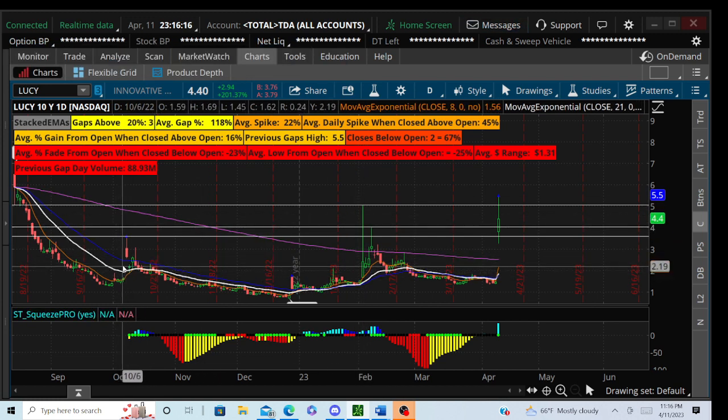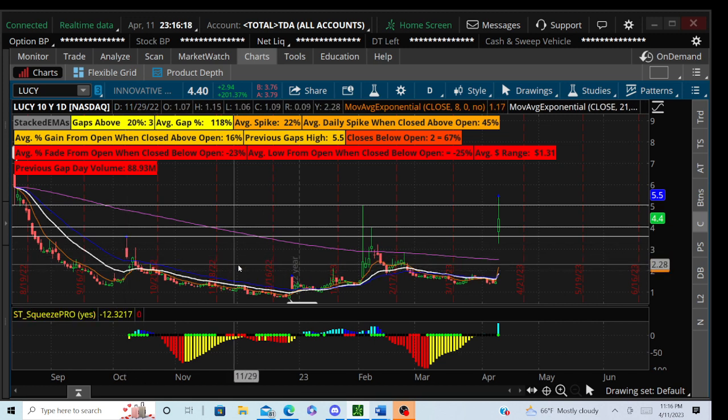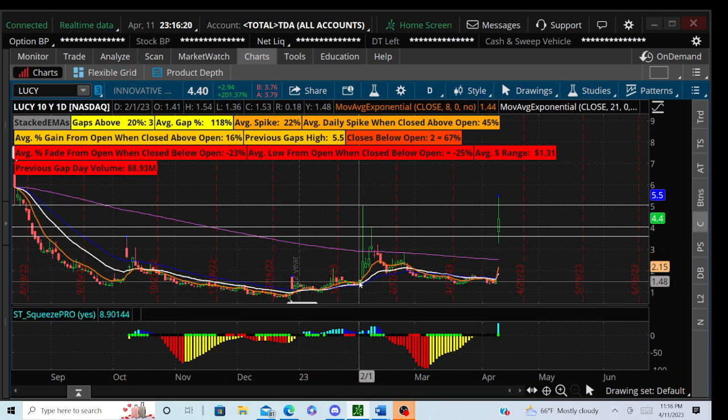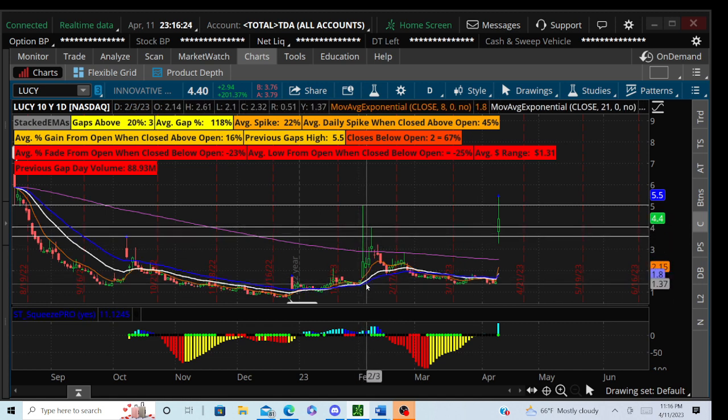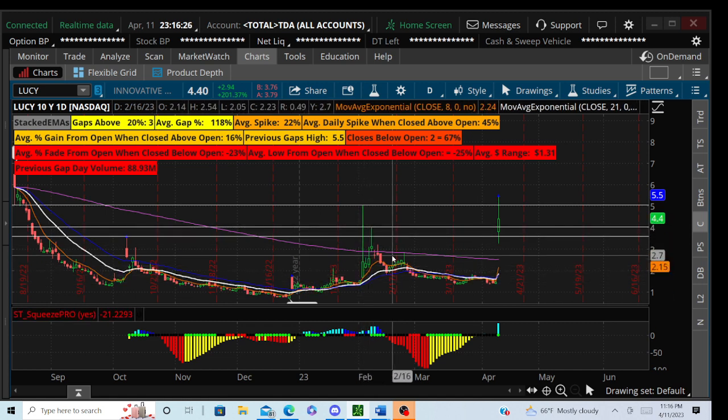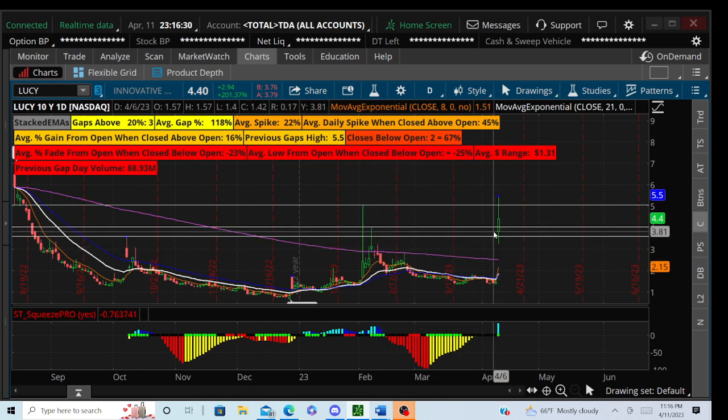So you see he had a gap right here, closed red. He had a gap right here, closed red. These weren't really big enough gaps. That was just a spike, no gaps. Anyway, it's gapping up. It's running in the pre-market. It's a micro float, so I'm marking off my levels in the pre-market.